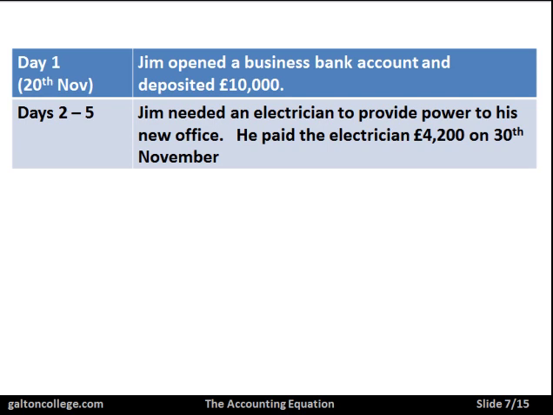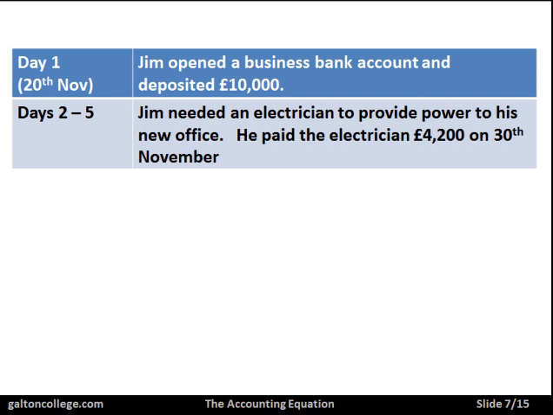Days 2 to 5, Jim needed an electrician to provide power to his new office. So he paid the electrician £4,200 on the 30th of November. So he put £10,000 into the bank, and now he's paid out £4,200. Just keep a short note on each of these, so that when we're working through the accounts in a moment, each one will be fresh in your mind.